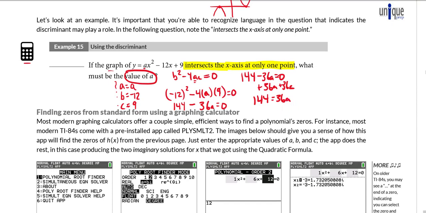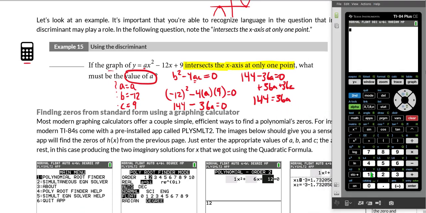144 divided by 36 should be 4, but that is a calculation I'm going to check in the calculator. 144 divided by 36, and yes, it is 4. So a equals 4. That is what they were asking me for, and I am done. So I've just used the fact that the discriminant must equal 0 when a parabola intersects the x-axis at only one point in order to turn this question into a very basic algebra question.